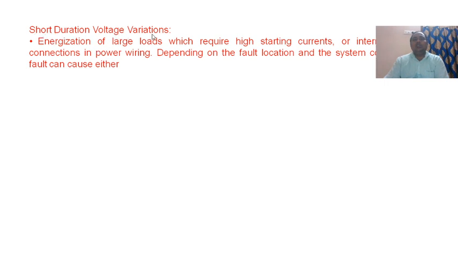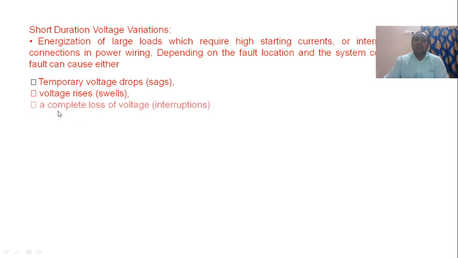Short duration voltage variation is caused by energization of large loads which require high starting currents, or intermittent loose connections in power wiring. Depending on the fault location and the system condition, the fault can cause either temporary voltage drops or voltage rises. A voltage drop is a sag, an under voltage. A voltage rise is a swell. A complete loss of voltage is an interruption, where there is no voltage present for a particular duration of time.